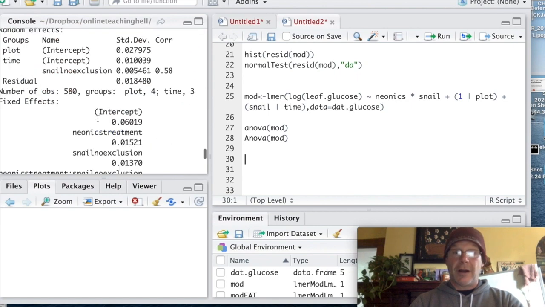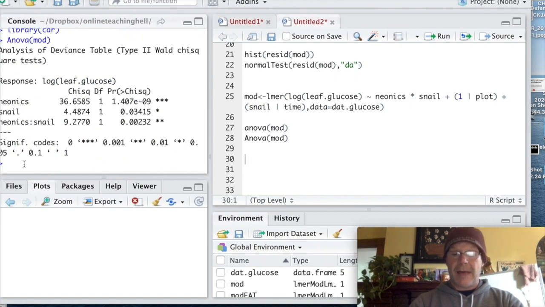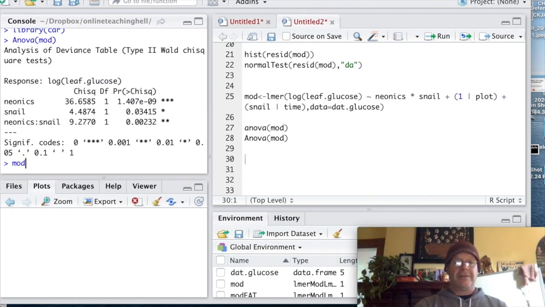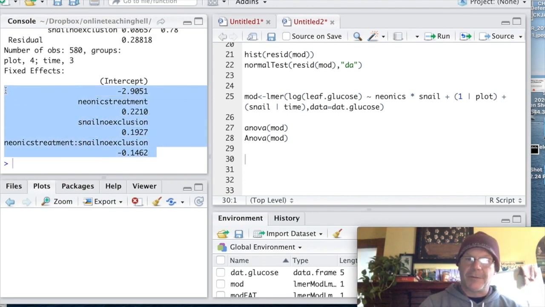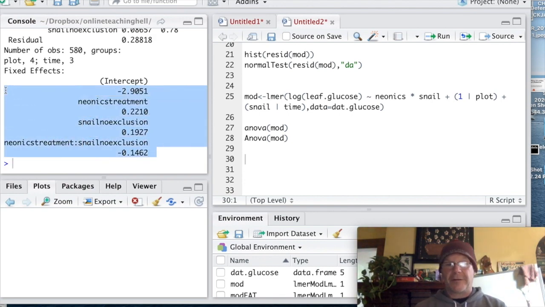Again, if we were to look at our model though, just because we're not happy with our hypothesis testing, we are totally happy with these parameter estimates. Based upon those parameter estimates and how the dummy coding works with the toggles, ons and offs, we can come up with a predicted value for any particular combination of either being neonic or no neonic, or snail versus no snail.